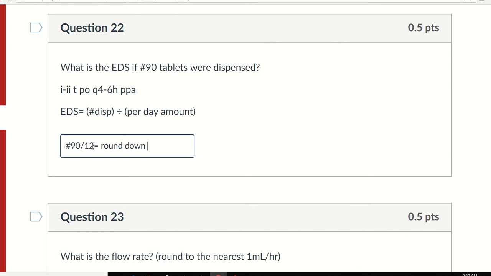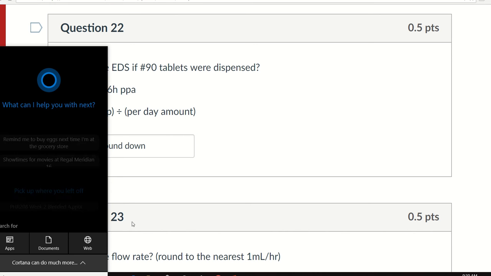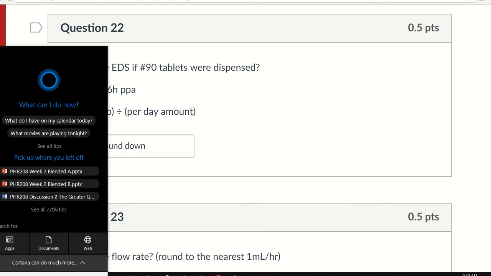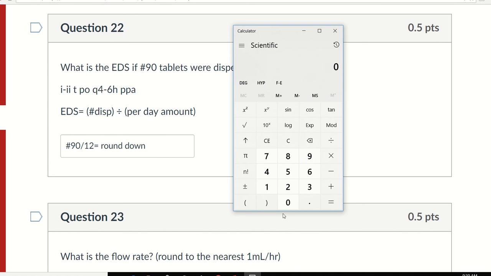So what do you guys get? 90 divided by 12, rounded down. 6 days, 7 days, 8 days? Round down, right? Are you sure? 7 or 8, round down. Did you round up or down? 6? Uh-oh. It says 7.5, so round down is 7. All right, so make sure you round down. Take 90 divided by 12. 7. Round down to the nearest day.